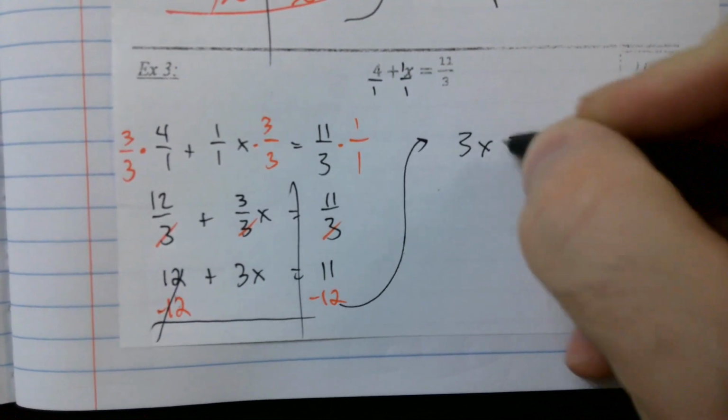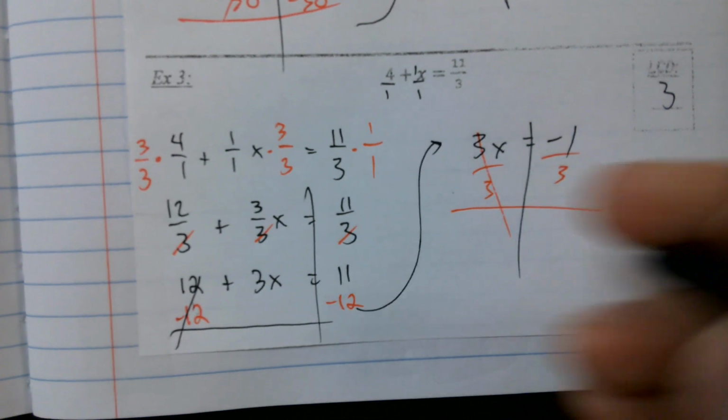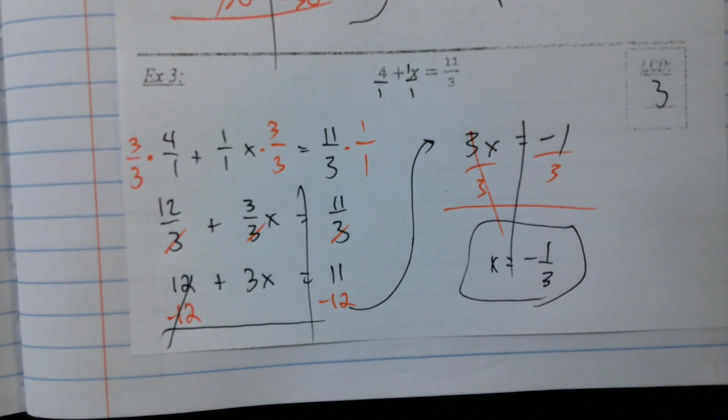3x equals negative 1. Divide both sides by 3. X is equal to negative 1/3.